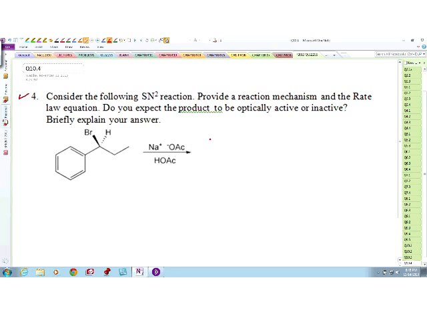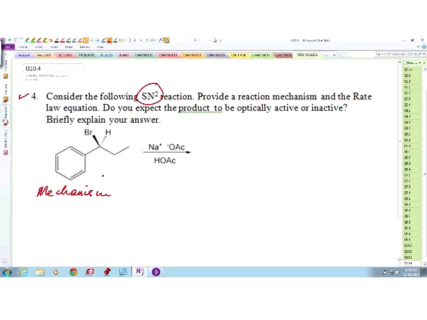Okay, so in this case, I do expect you to show some stereochemistry. It says consider the following SN2 reaction, provide a reaction mechanism and the rate law equation. Also, do you expect the product to be optically active or inactive? Briefly explain your answer. Okay, we've already told you this is an SN2 reaction. Now you have to provide the reaction mechanism. Okay, so let us do the mechanism here.